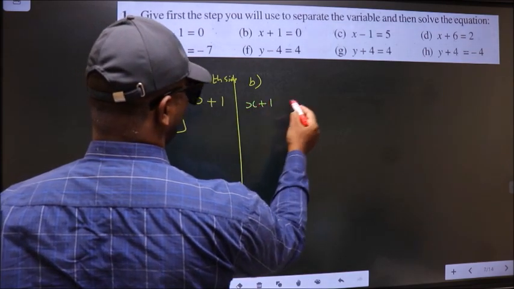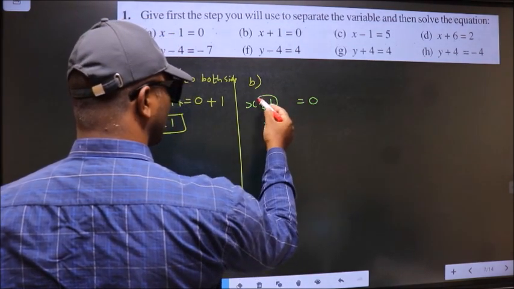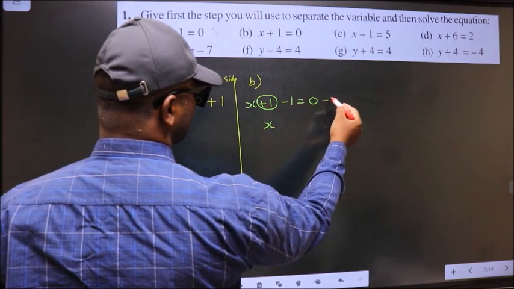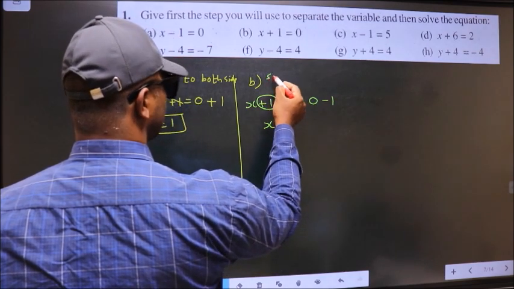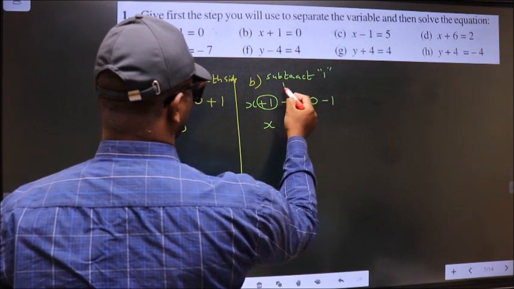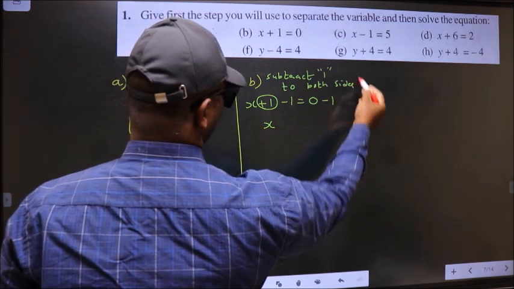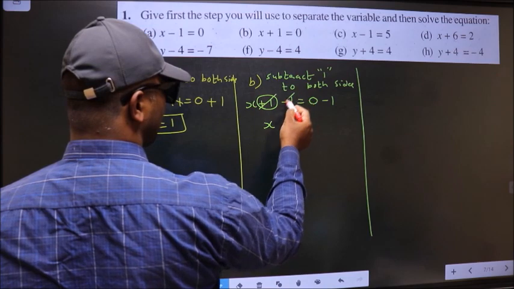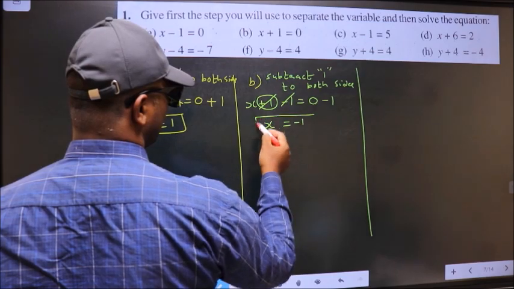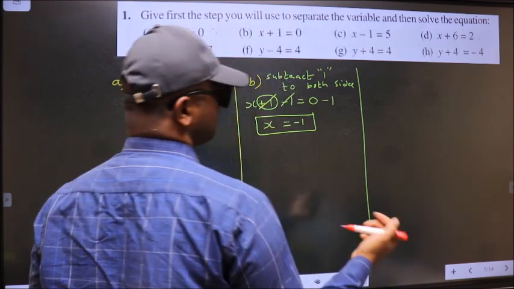x plus 1 equal to 0. Now to get x value, we should remove plus 1 from here. To remove plus 1, you subtract 1 on both sides. So the step is subtract 1 to both sides. So here plus 1 minus 1 cancel out, you are left with x equal to 0 minus 1, minus 1. This is our answer. Next, C.